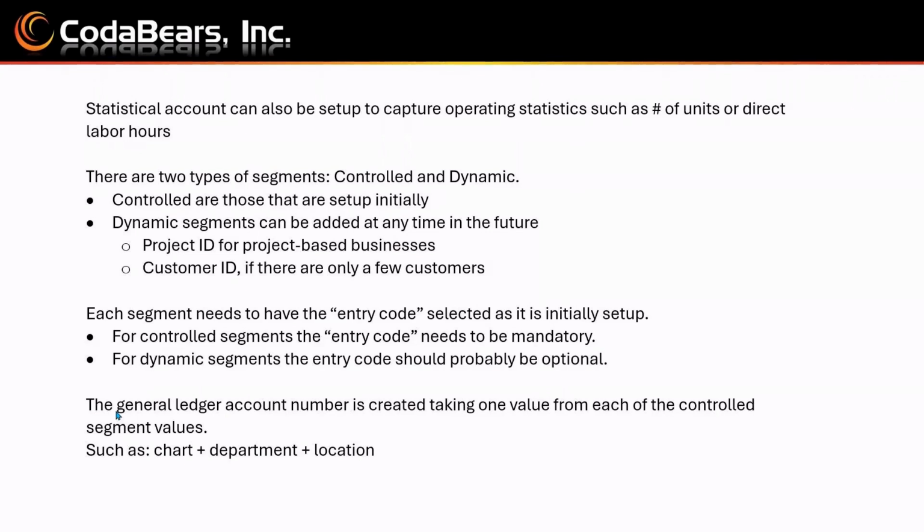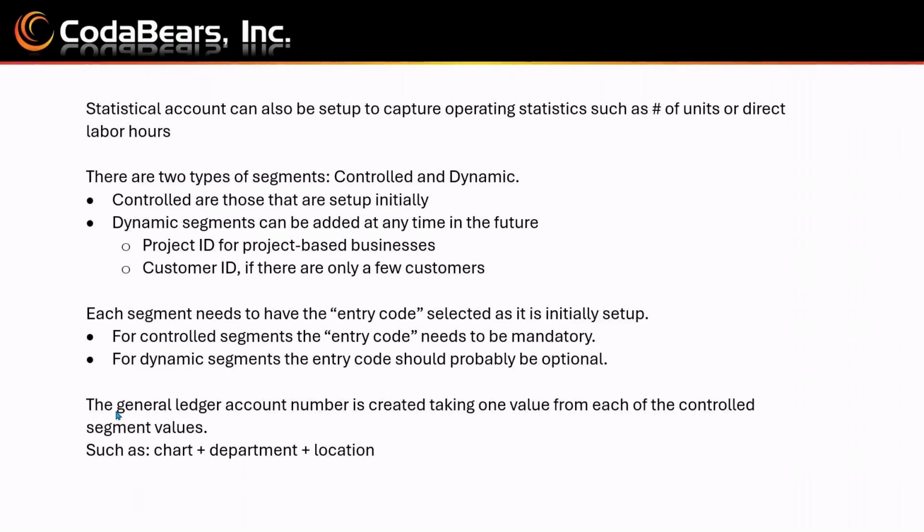On the setup and the chart of accounts, each segment would have an entry code. Controlled segments, the entry code really needs to be mandatory. Dynamic segments probably should be optional. So if we go back to controlled segments for a moment, the natural account or the chart, the first account, defaults to mandatory. And then the other segments you have options to select mandatory or optional. If you leave it as optional, you could end up with an inventory account that had 2 segments and another inventory account that had 3 segments. But this gets into just because you can, doesn't mean that you should. But you have that option within the software.